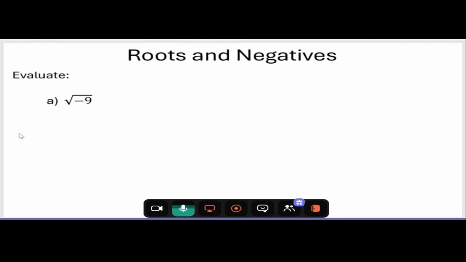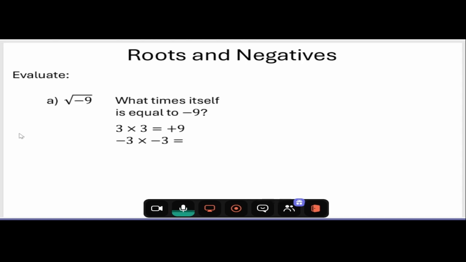Roots and negatives. Okay, well here's another one to evaluate. What is the square root of negative 9? And remember, to do this, we ask ourselves the question, what times itself is equal to negative 9? Well, we know that 3 times 3 is positive 9, so that's not it. And so a lot of students will think, well, it must be negative 3. But think about it. What's negative 3 times negative 3? Negative times a negative is a positive, so negative 3 times negative 3 is also not it.